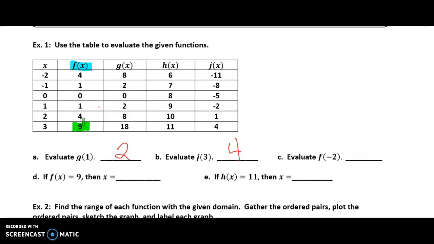But it's not asking us for an output value for this problem. It says if f of x equals 9, then x equals. So we're looking for an x value. That means we need to look at what x value, what input value, I need to get this output value of 9. That would be 3. So x is equal to 3.